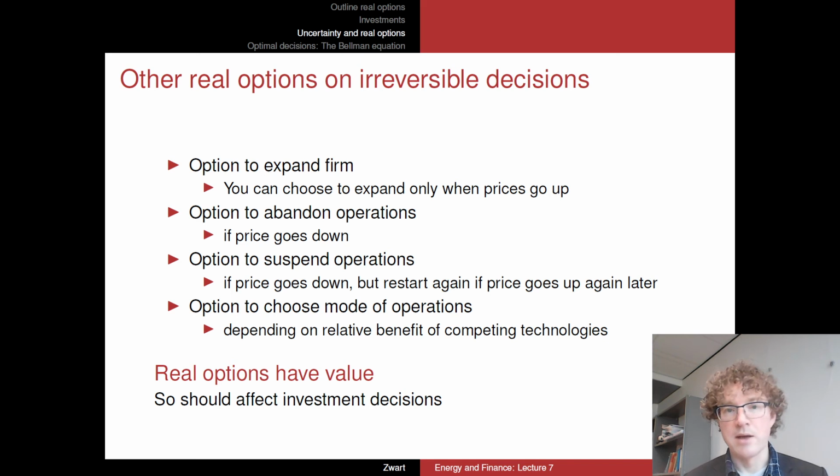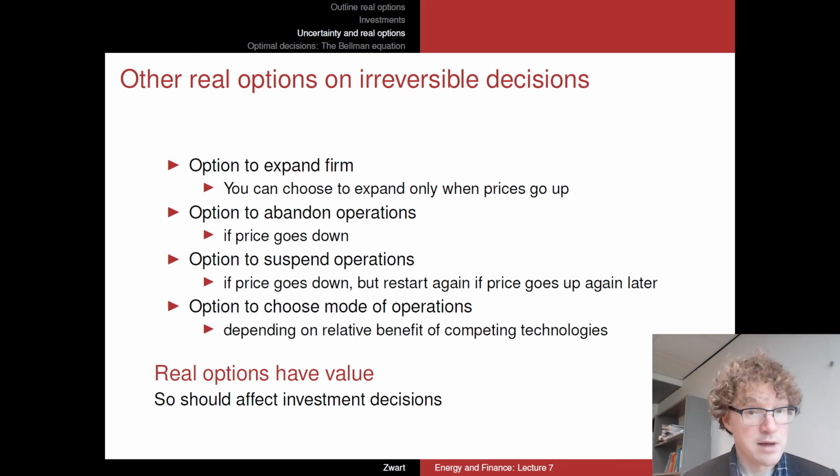So this is the basic example of a real option. There are more types of real options on irreversible decisions that you might imagine. One might be, and I mentioned this earlier, the option to expand the firm. Sometimes you have the ability to wait a bit to see where prices go, and only then decide: do I want to upgrade the capacity of my plant at a later date because the market turns out to be so good for us?